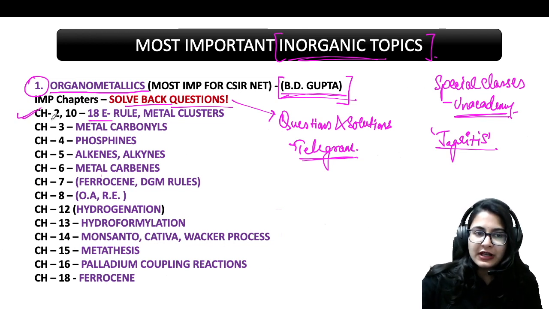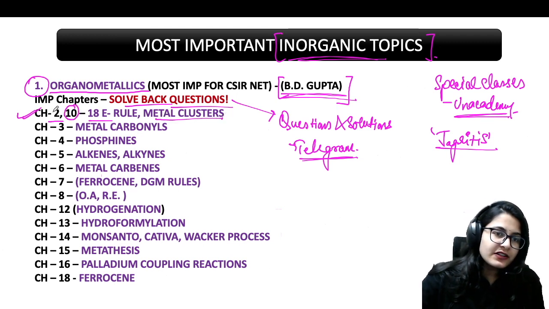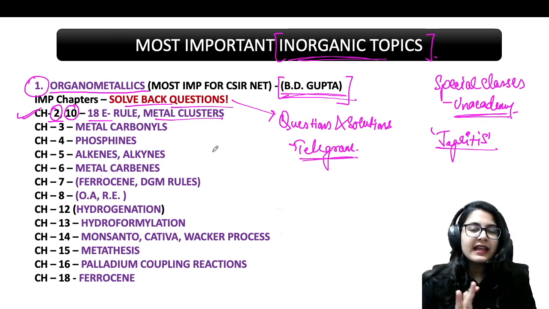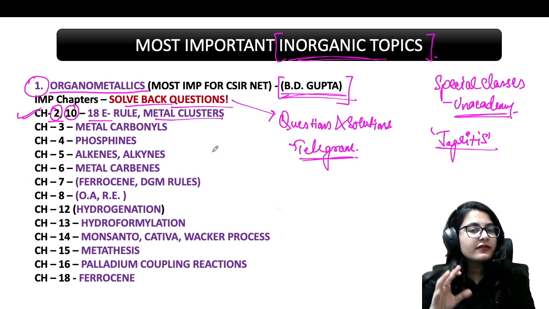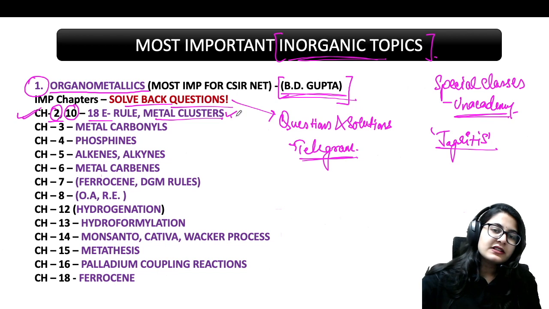18 electron rule, chapter 2. Metal clusters from chapter 10. So these two are very correlated, and you will get most of the questions in CSIR and other examinations from the back questions of these chapters, right? So once just visit them.